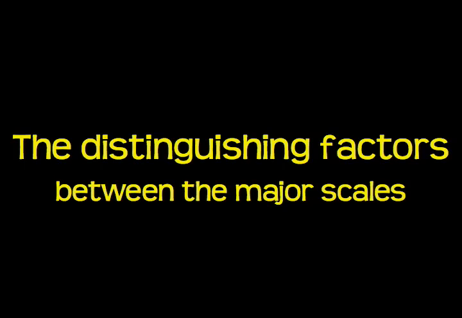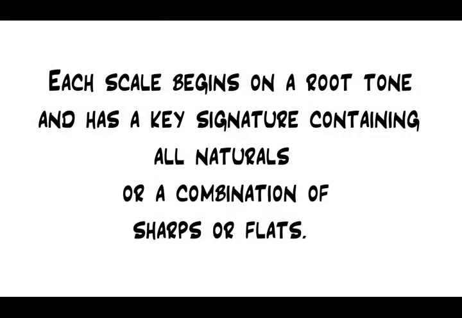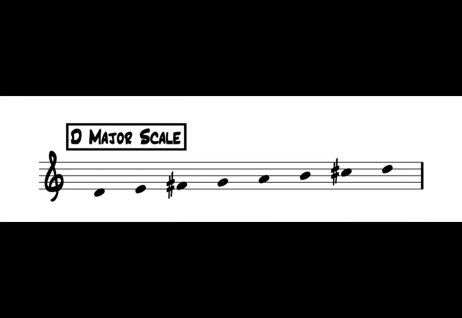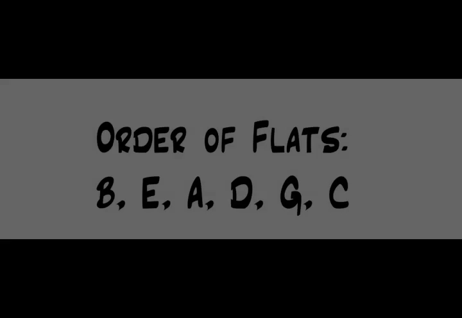I should also mention that the distinguishing factors between the different major scales are the roots and key signatures. In other words, each major scale begins on a root tone and has a key signature that consists of all naturals, a combination of sharps, or a combination of flats. For example, the D major scale begins on D and has two sharps, F and C. Another distinguishing factor of any kind of scale is the combination of intervals used in its construction, but we'll save that discussion for another lesson.